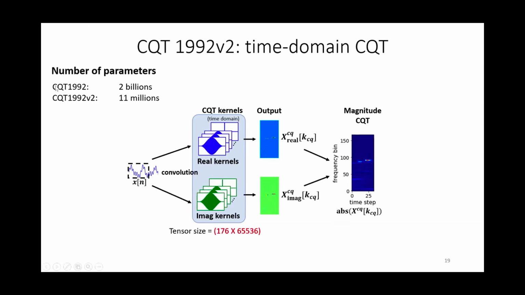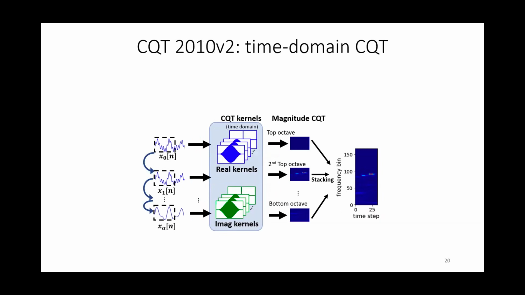For example, the original idea in 1992 has more than 2 billion parameters, but this new implementation has only 11 billion parameters. The same goes for the 2010 CQT algorithm. We can just remove the frequency domain kernels and use the time domain kernels directly, and we successfully reduce the number of parameters.